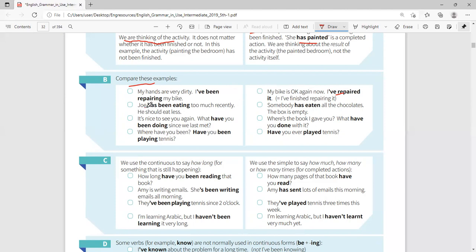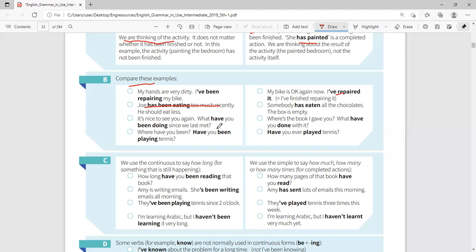Now, Joe has been eating too much recently. He should eat less. So has been eating is from that time, maybe from last year up to now. Yes, he has been eating too much. Somebody has eaten all the chocolates. So as I'm talking now, there are no chocolates. Complete. No chocolate. So it's complete. Completely zero. It's nothing. The box is empty.